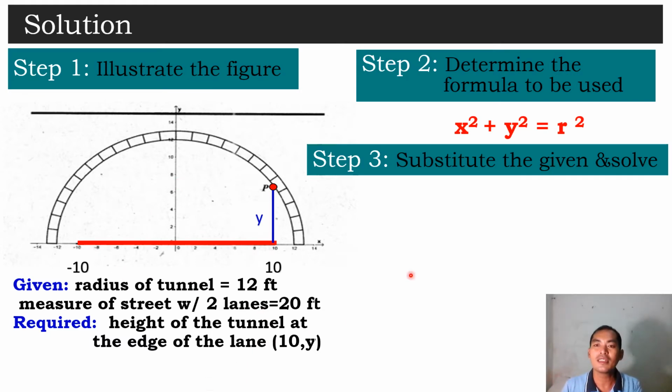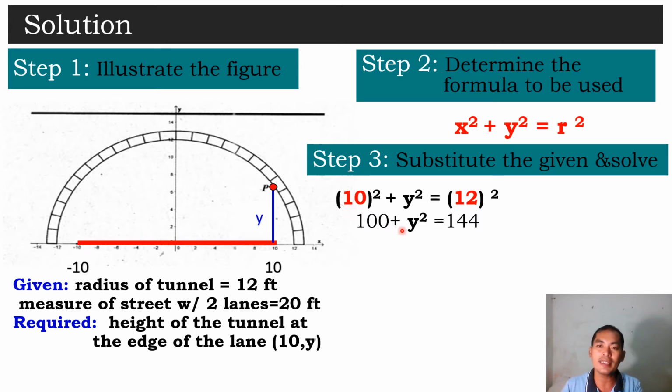Okay? You substitute here, we have 10 squared plus y squared equals 12 squared. So 10 times 10, 100, plus y squared, 12 times 12 is 144. To solve for y, what will you do to 100? You transpose to the other side. It became negative 100. 144 minus 100 is 44 equals y squared.